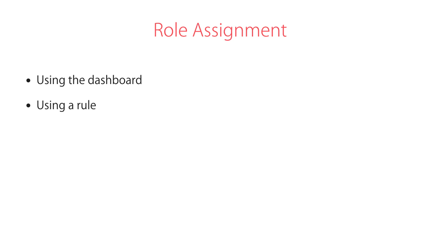So the second approach is to configure a rule, and in this rule we'll have some business logic. For example, if the user's email address ends with viga.com, we can assume they're an employee of the company, then we can automatically assign them to one or more roles.